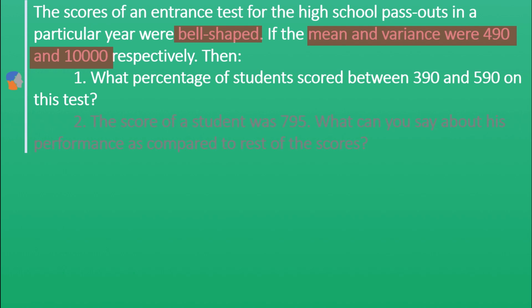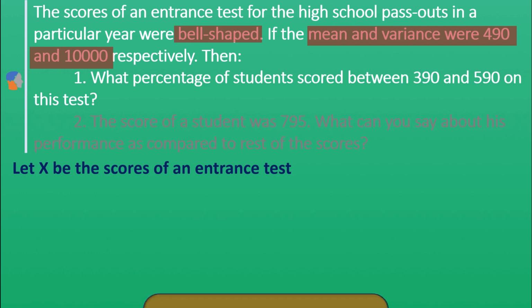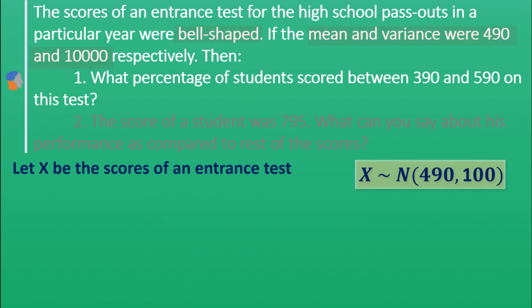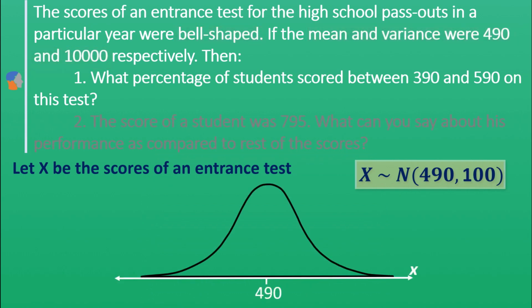So when we have the variance, how do we find the standard deviation? The standard deviation is the square root of the variance. But first let me define the random variable x. It is the scores of an entrance test, because here we are talking about scores of an entrance test. So we can find the standard deviation, the square root of the variance, that is 100. Now we can assume x has the normal distribution with mean 490 and standard deviation 100. Mean is 490. This is the density curve for this case.